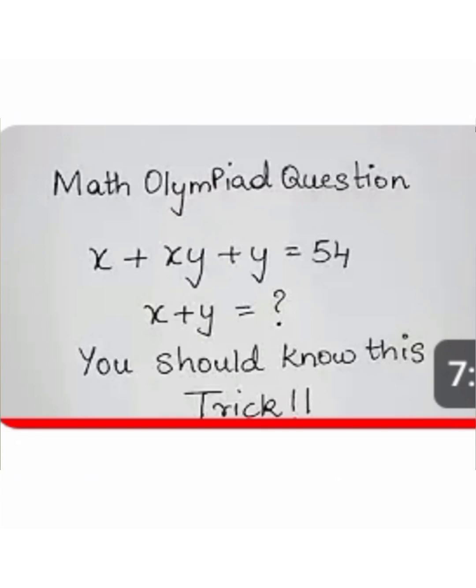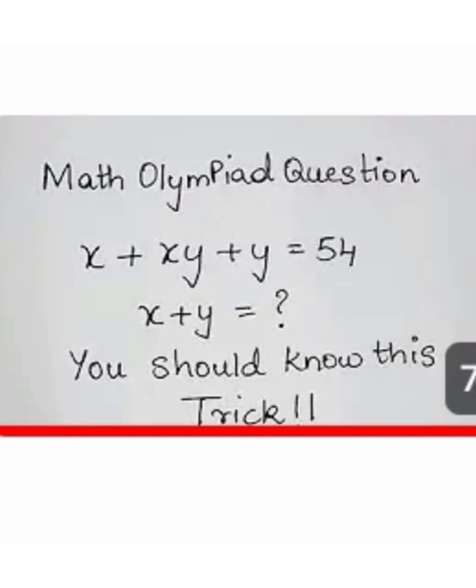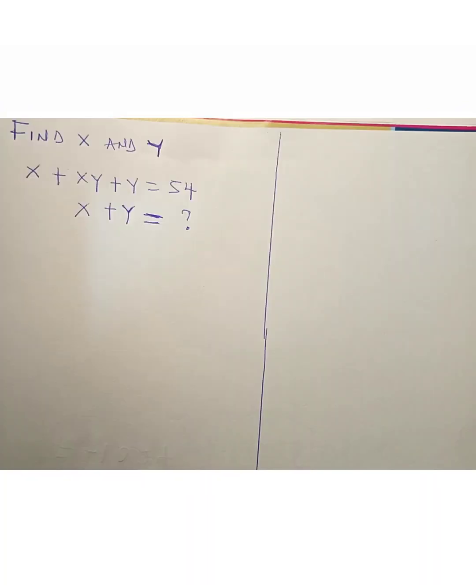We are asked to find the value of x plus y, if x plus xy plus y equals 54 and x, y are positive integers. So for us to solve this, we already have two variables, x and y. Let us try and see how we can factor out x and y, or split it.